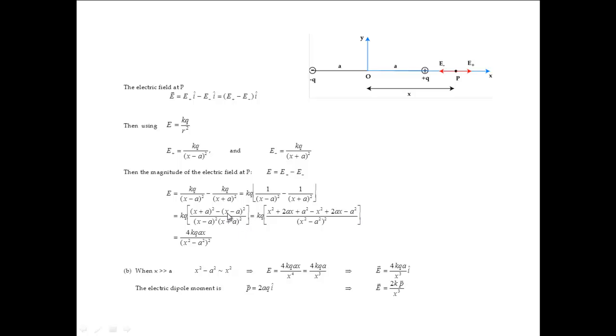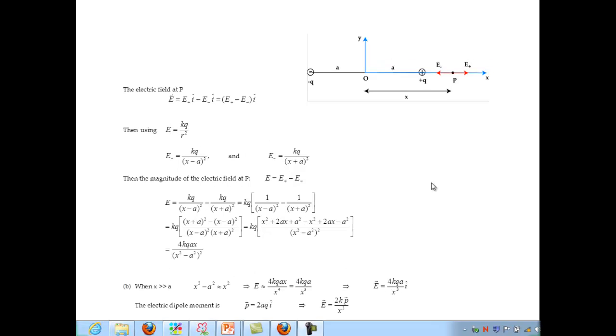So we just have to expand x plus a squared and x minus a squared in the numerator, which is easy enough to do. The first term is x squared plus 2ax plus a squared. The second term is x squared minus 2ax plus a squared, but then we subtract all those, so we get minus x squared plus 2ax minus a squared. And lo and behold, the x squared terms cancel, the a squared terms cancel, the 2ax terms add together to give 4ax, which then gets multiplied by kq.